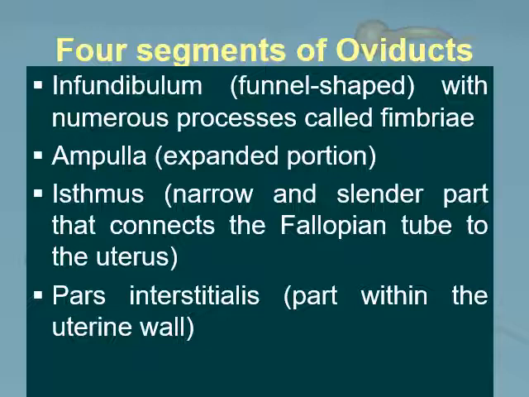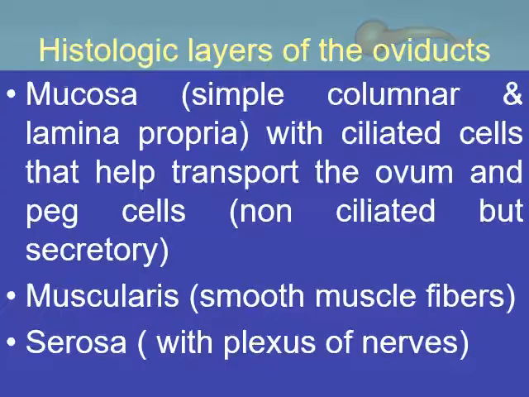Yung infundibulum, it is funnel-shaped with numerous processes called fimbriae. Tapos yung sa isthmus is a narrow and slender part that connects the fallopian tube to the uterus. So what are the histologic layers of the oviducts or the fallopian tube? We have the mucosa, muscularis, and serosa. So sa mucosa, meron siyang ciliated cells. Para saan? It is used to help transport the ovum, and peg cells.